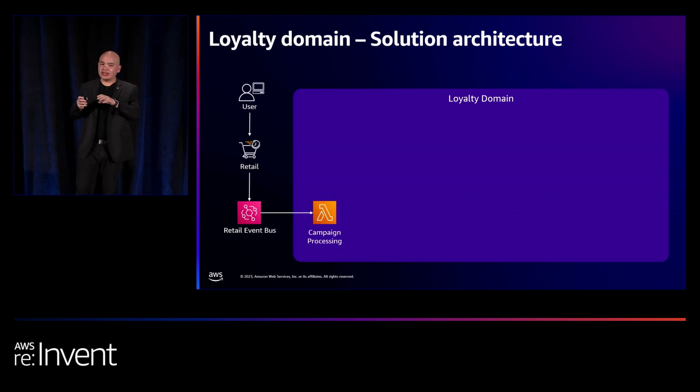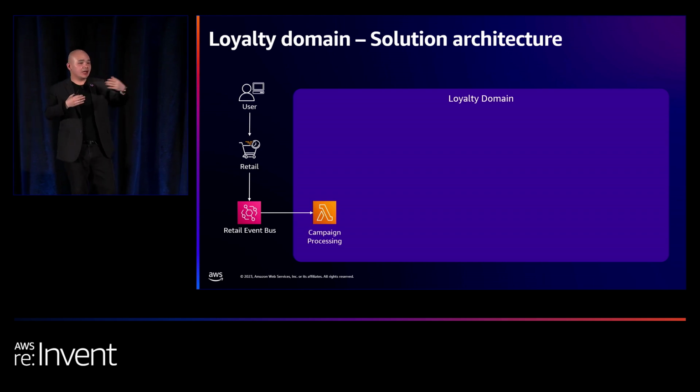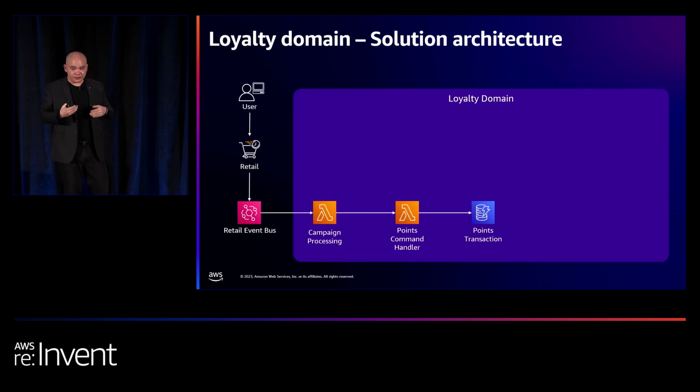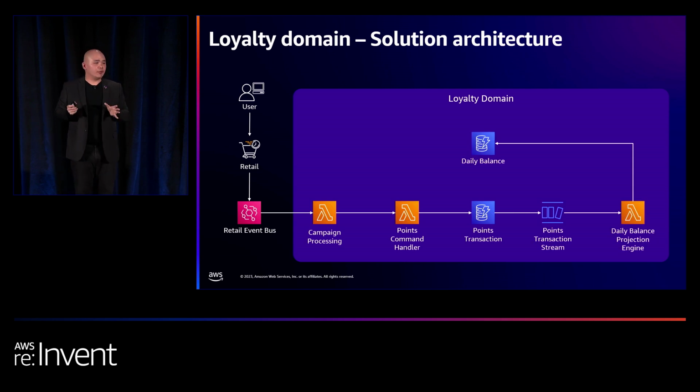These campaign processing Lambdas are going to process whether the incoming event matches the business rules. If the event matches the business rule, it's going to trigger another Lambda, which is a point command handler. This is where we start the CQRS pattern to issue the points. And here, we're going to store the point transaction into the DynamoDB table, the point transaction. And after that, we can configure the DynamoDB stream to capture the change from the DynamoDB table.